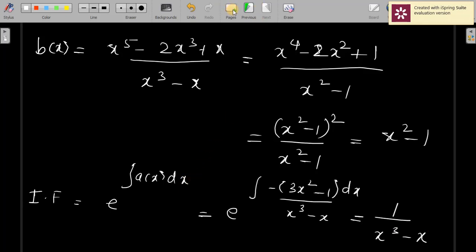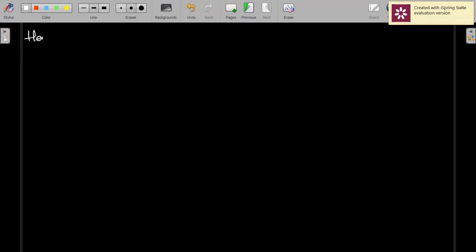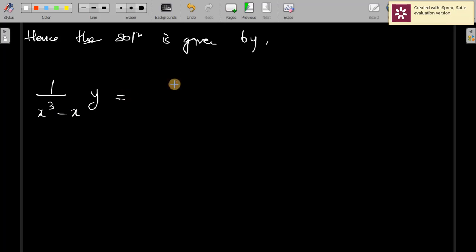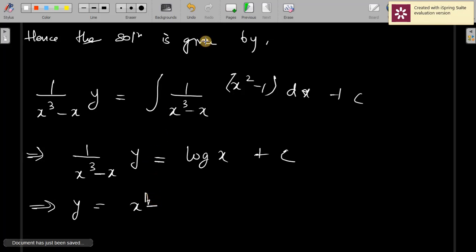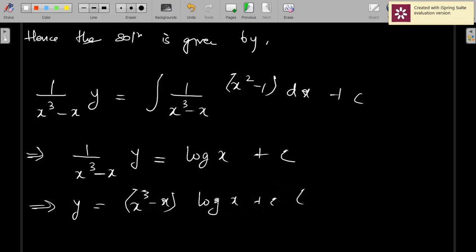So once we know the integrating factor, we can write down, hence the solution is given by 1 by, that's the integrating factor, 1 by x cube minus x into y is equal to the integral of 1 by x cube minus x into b of x, that is x square minus 1 into dx plus c. Now again, here you can take x common, and you will see that x square minus 1 gets cancelled, and so you will have 1 by x cube minus x into y is equal to the integral of 1 by x, which is log of x plus c, and when you cross multiply you get y is equal to x cube minus x into log of x plus c into x cube minus x.